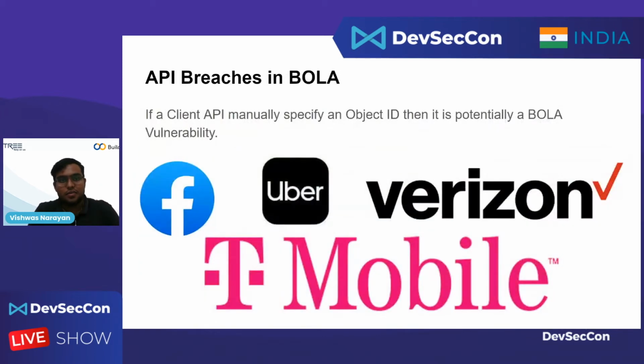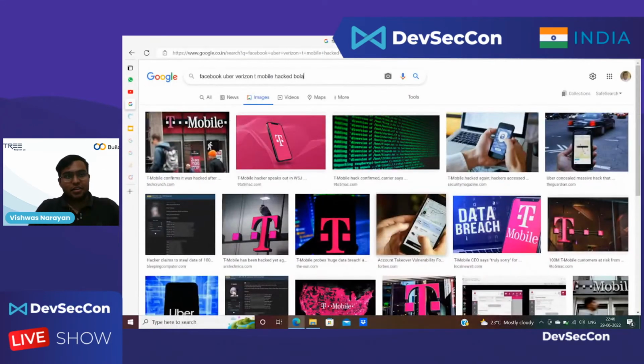So don't worry about it. So API breaches, I'll just be giving a little bit of a demo on some practices. You can just think about it. These companies were also breached because of a BOLA vulnerability. That means a client API was manually specified with an object ID. Anything can be an object ID here, and anything can be hit. So that's how these companies were getting hacked. Simple API hack, by the way. I'm just giving you a simple definition.